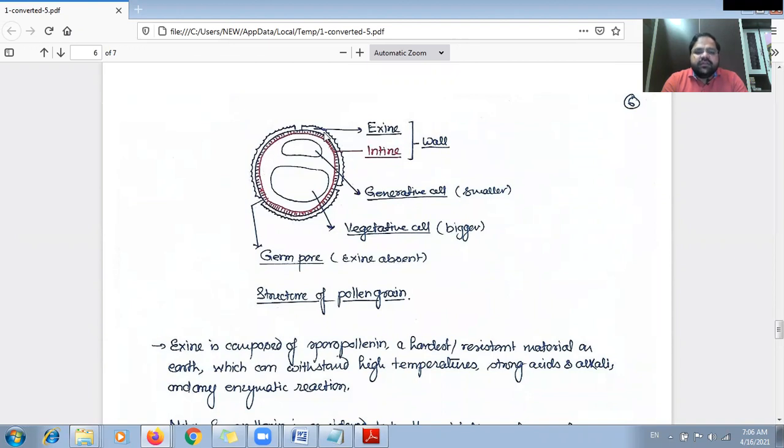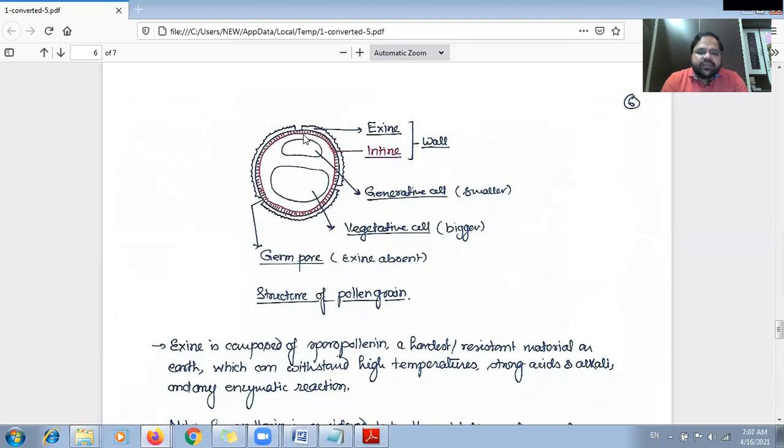We can see here that exine is not a continuous structure, so somewhere it is absent. Where the exine is absent, the space will be called a germ pore. It means where the exine is absent and intine is there, or where the intine is exposed to the outer environment, it is called a germ pore.